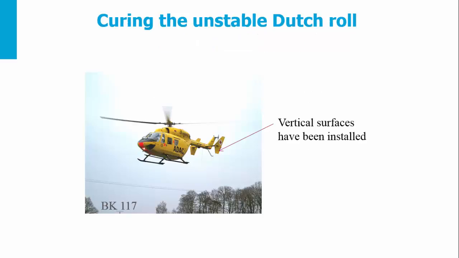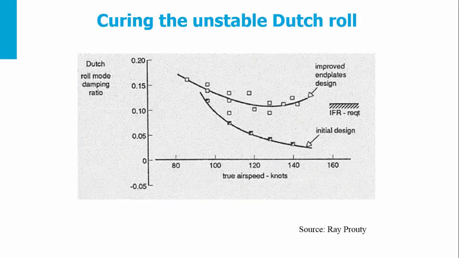For example, the occurrence of an unstable Dutch roll in the case of the helicopter BK117 was fixed by installing vertical surfaces. Usually the dihedral also produces a beneficial rolling moment if there is an inadvertent side slip motion. Here you see how the Dutch roll was improved on the BK117.